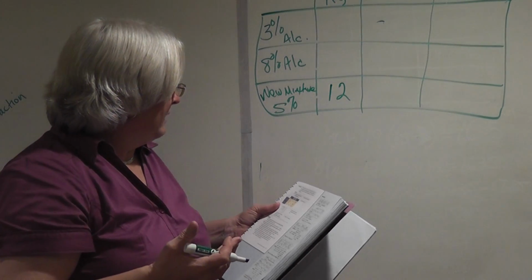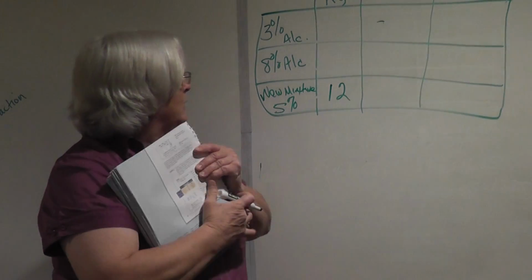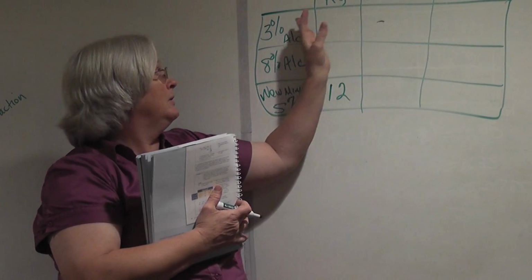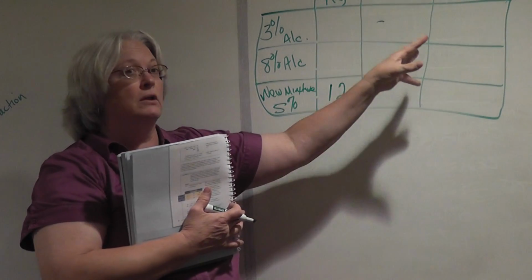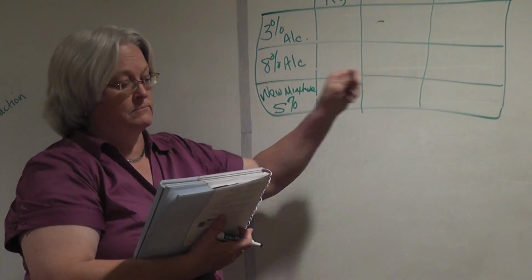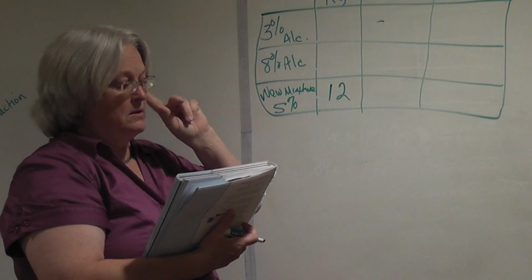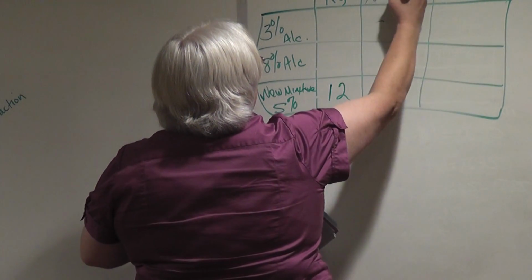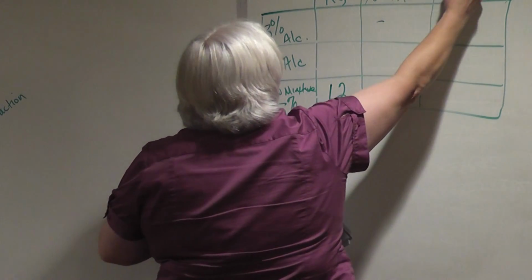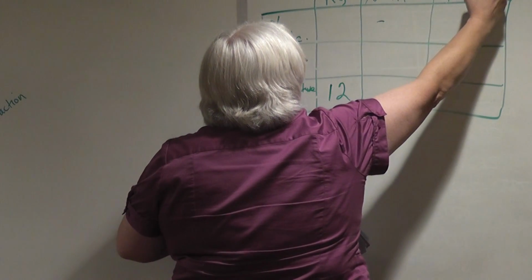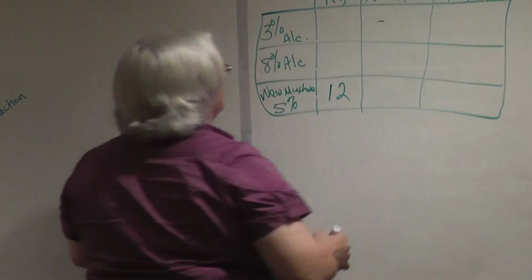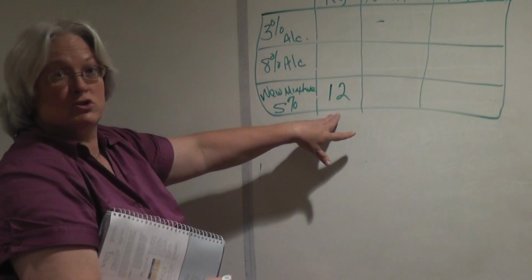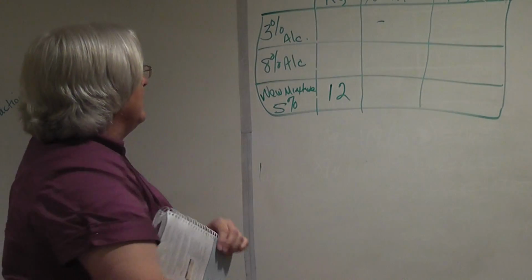Now, what else do we have? Well, how about if we put the percentage of alcohol and the kilograms of alcohol? Let's see what happens. Percentage alcohol and the kilograms of alcohol. If we want to have 12 kilograms altogether of our mixture, let me finish this column right here.